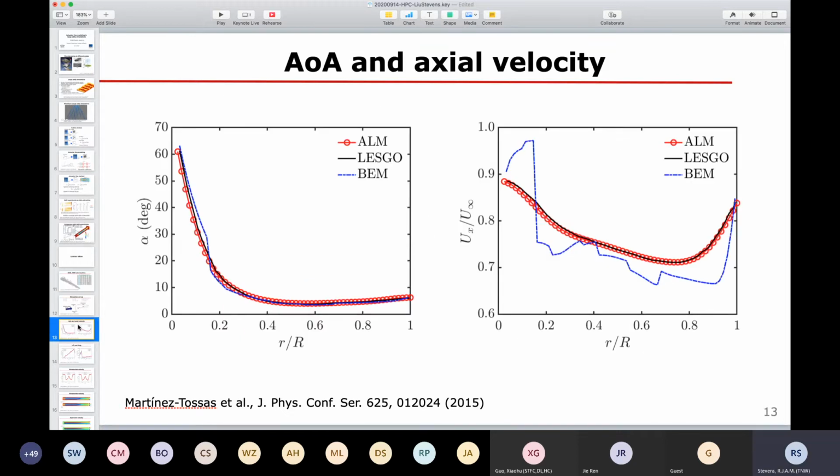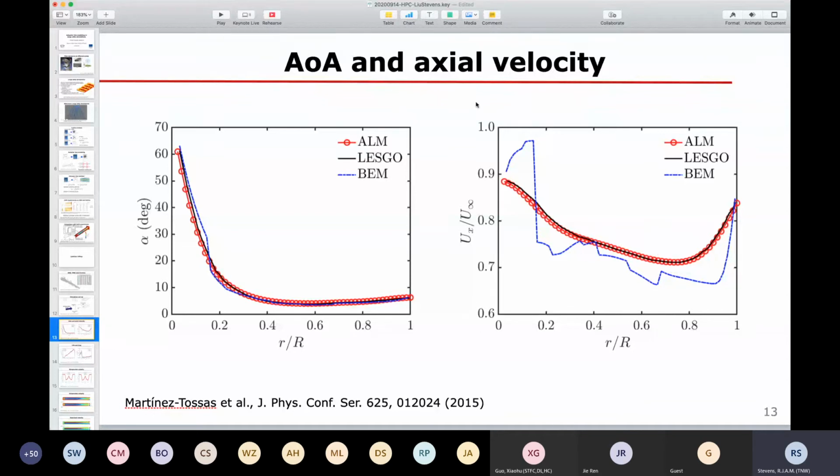So in these plots we compare the actuator line model results as implemented in our code now versus some previous results published in literature in the reference below, as well as BEM model results. And then we see that there's very good agreement for both the angle of attack as well as the axial velocity at the blade locations.